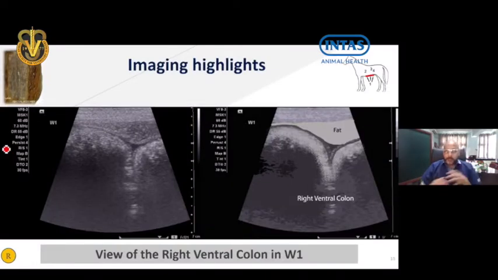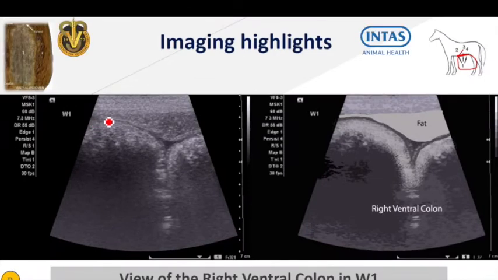Now, when you put it in window one, you can see here, this is window one. This is the area of scanning here. When you see window one, you can view the right ventral colon. Okay, so you can see this and you can see the movement of this. It goes like this.